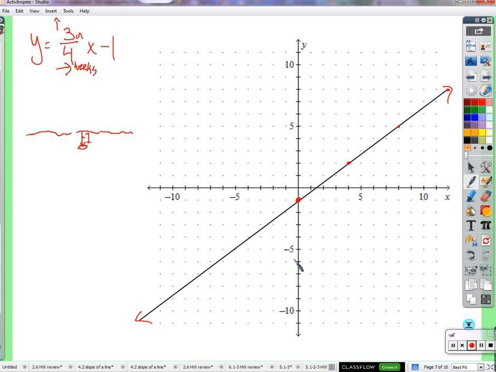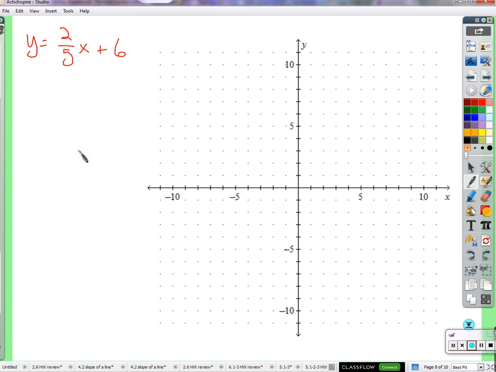I'm emphasizing this over and over and over because on your homework reviews I'm seeing things like you're going 3 horizontal and 4 vertical, or you're going left and you should go right, and all those kinds of things. Follow the signs, the positive and negative signs, horizontally and vertically.